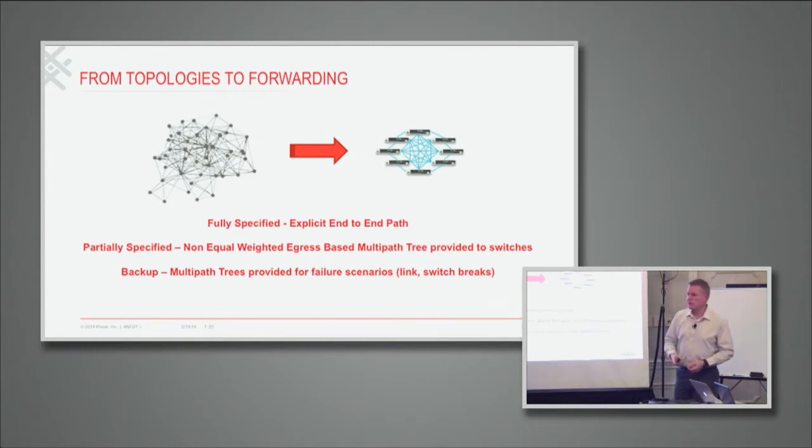Last thing, backups. We talked about this in previous sessions. We also calculate backup paths, so when something breaks we don't have to go back and recalculate. The switches have already been told hundreds of backup paths for all of these. So when a link fails, when a switch fails, they know exactly what to do.